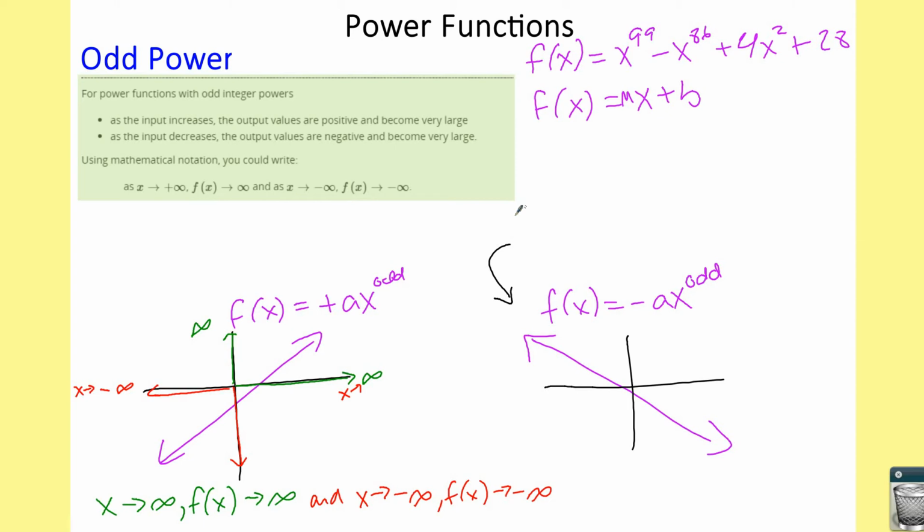Okay, so for this one, as x is getting larger, then f of x is getting smaller. And as x is going towards negative infinity, y is going towards positive infinity. So x is getting smaller, y is getting larger because we're over here. Okay, so that's how you can tell the end behavior of your functions.